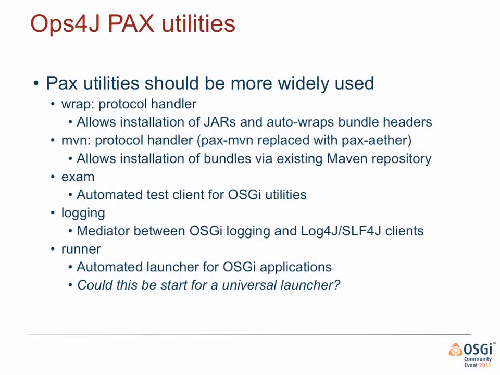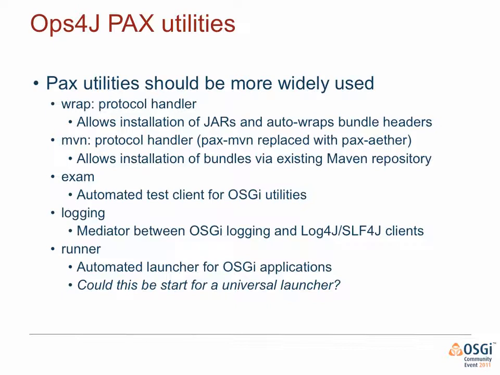It's also worth mentioning the Ops4J PAX utilities, and the Ops4J PAX utilities are something that should be really more widely used, I think. One of them provided is a wrap protocol handler, and that allows installation of jars and auto wraps them to provide the correct OSGi bundle headers. So instead of just doing install HTTP on the command line, you would do install wrap:HTTP: and then the path to where your jar is located.